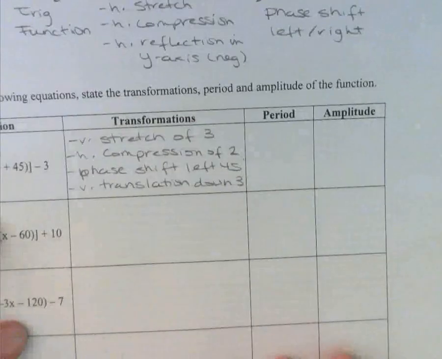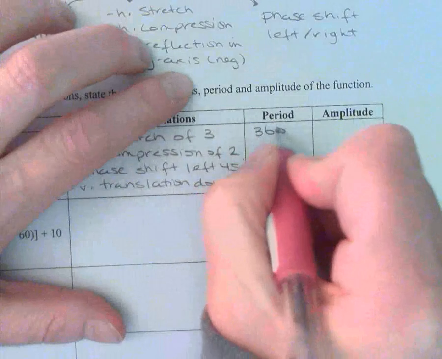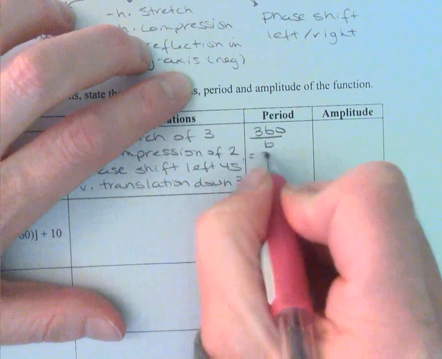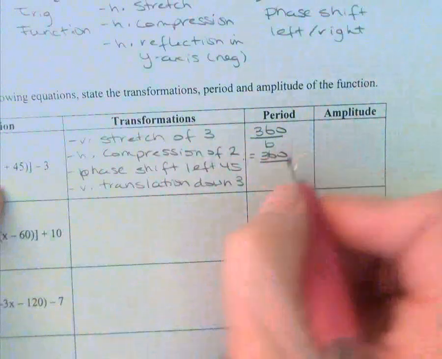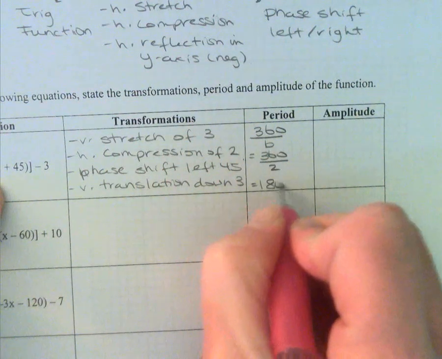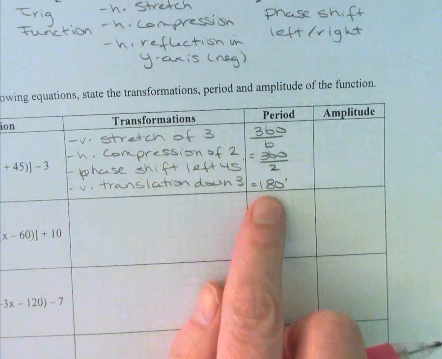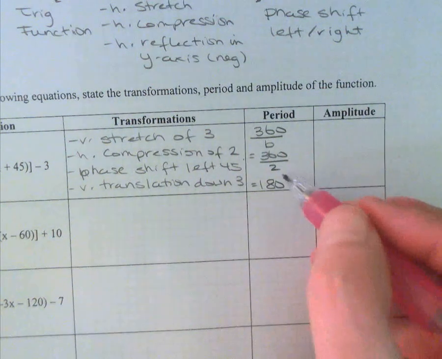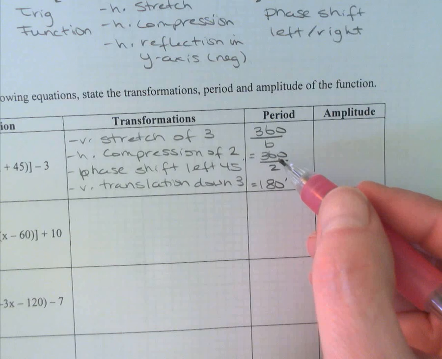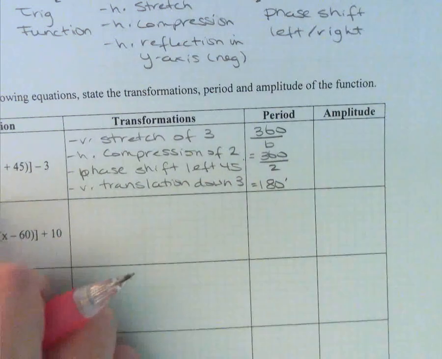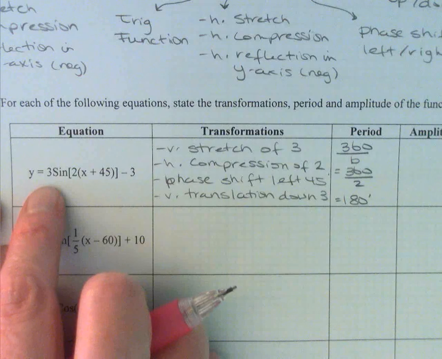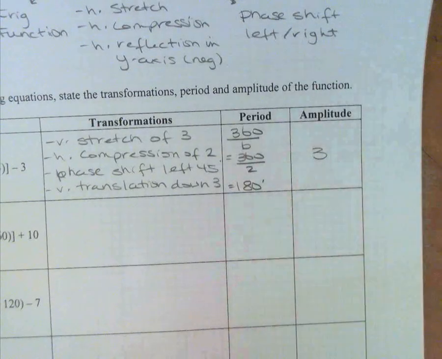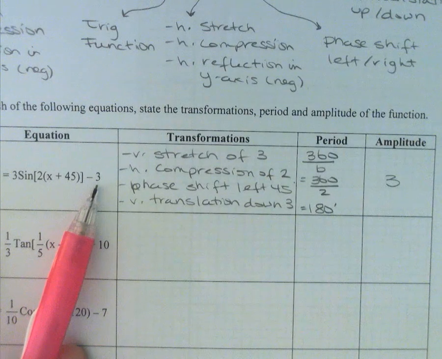The period can be found by doing 360 divided by B. So I'm going to do 360 divided by 2, which means one cycle will now finish in 180 degrees. It means that I will have 2 cycles in 360 degrees. The amplitude is the number in front of the function, and it's the absolute value of it. So it means the amplitude will be 3 up from the midline and 3 below the midline. The midline is also this value here, so that means the midline will be at minus 3.